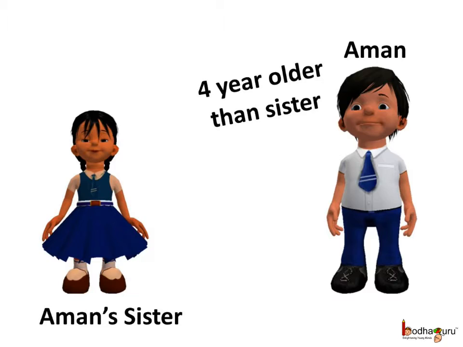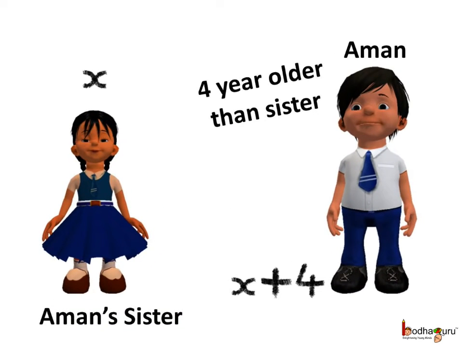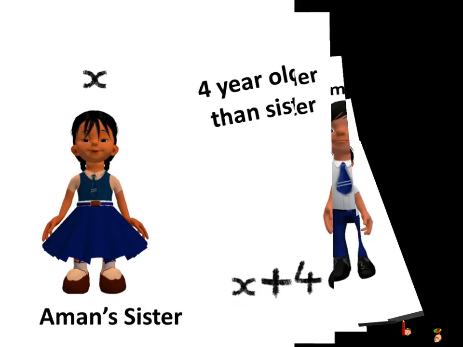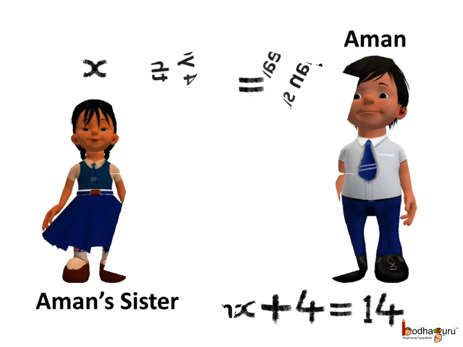For example, Aman is 14 years old. His sister is 4 years younger than him. For this, we can calculate his sister's age. We are solving an equation here too. Say his sister's age is x. So x plus 4 is Aman's age. Now Aman's age is 14. So we can say x plus 4 is equal to 14.